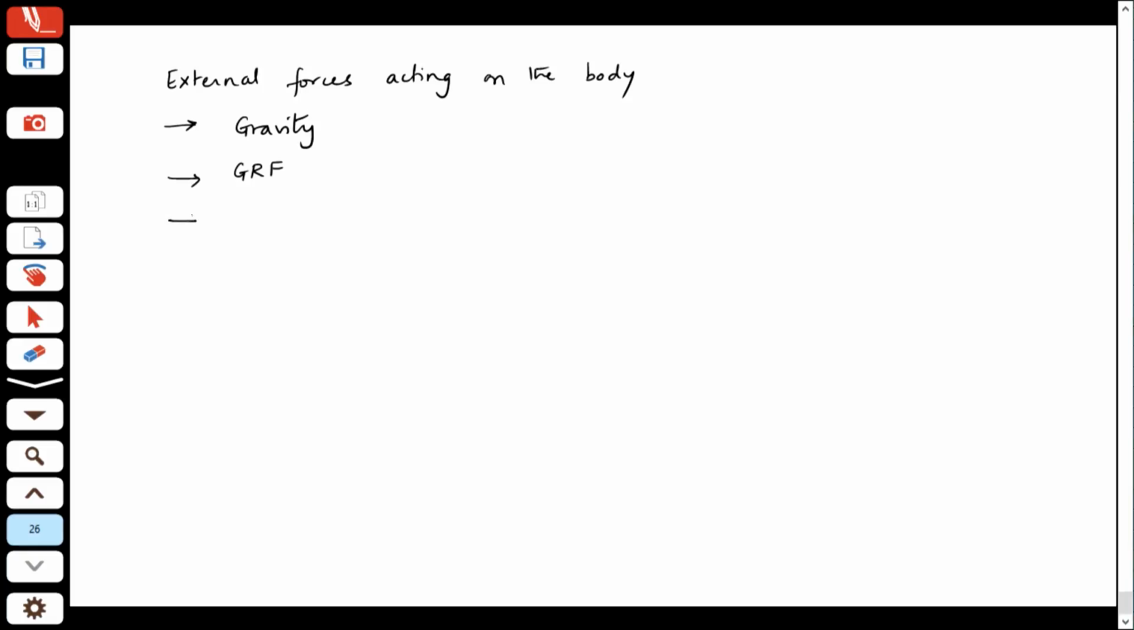Then, due to fluids you can say air resistance, but in most cases we tend to ignore air resistance, because as compared to the other forces, unless it is in special situations where this is significant, we tend to ignore the effects of air resistance, because the other two are more dominant in the body.